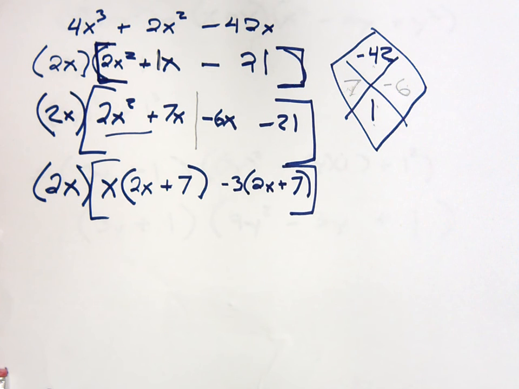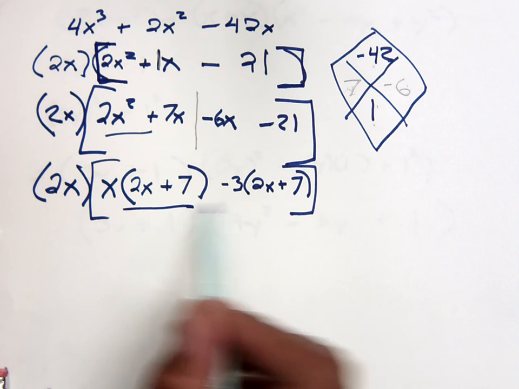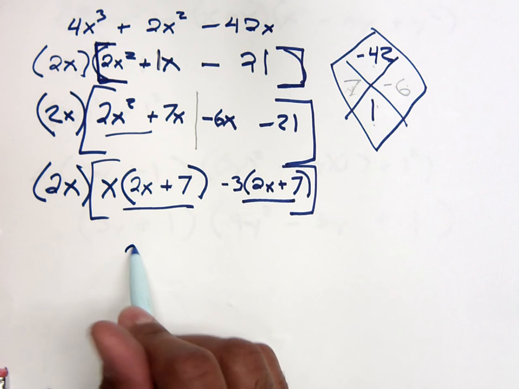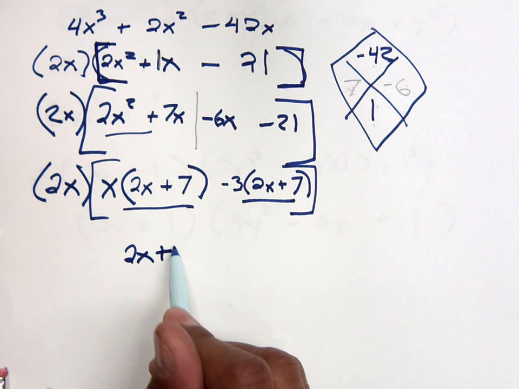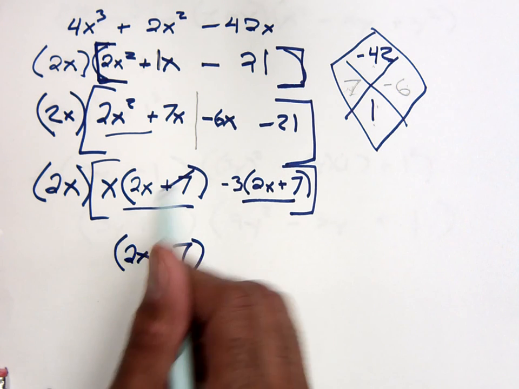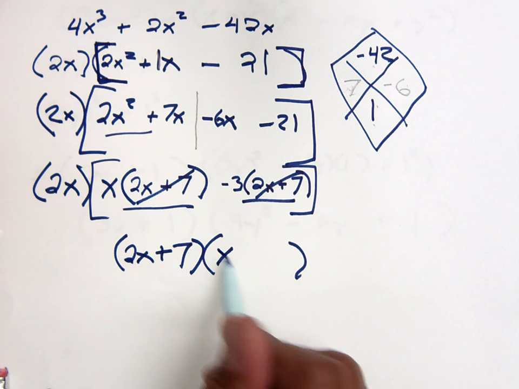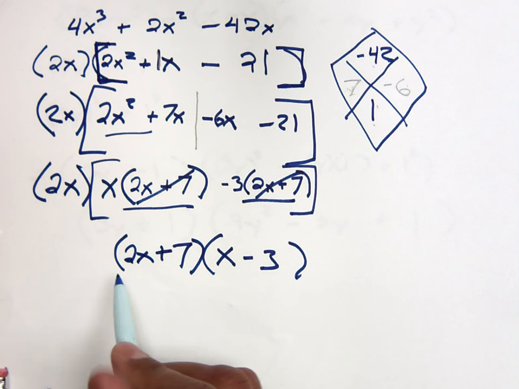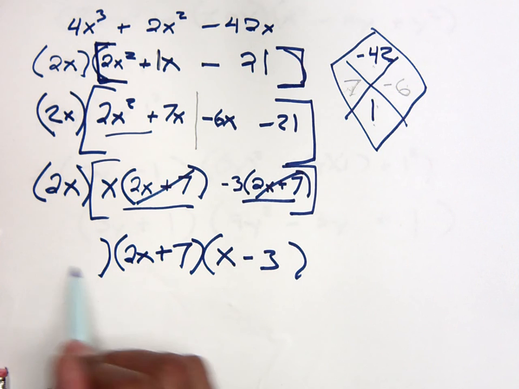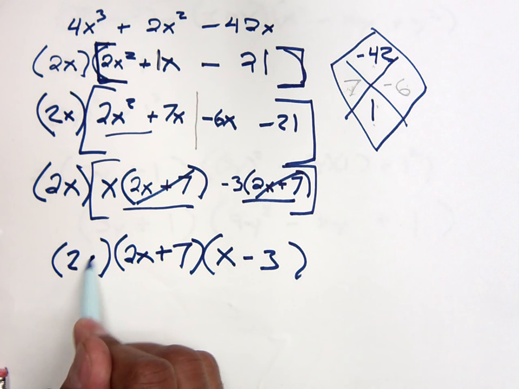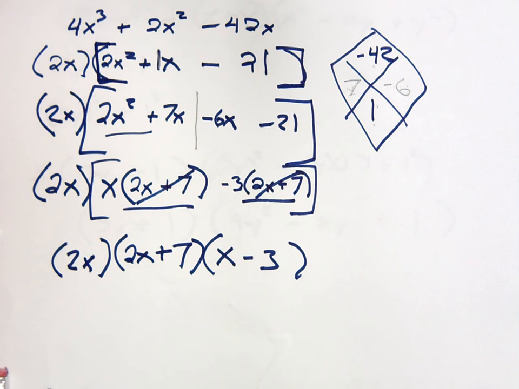So let's just do the part in the square bracket first, but we won't use square brackets now. What's common? 2x plus 7. I'm going to cross it off after I'm done with it. What didn't I cross off? The x and the negative 3. Now there's one more thing we have to add. We can't just ditch it, and that's what? The 2x.